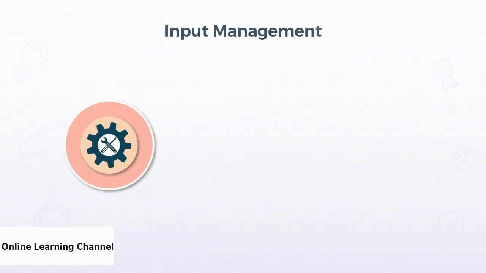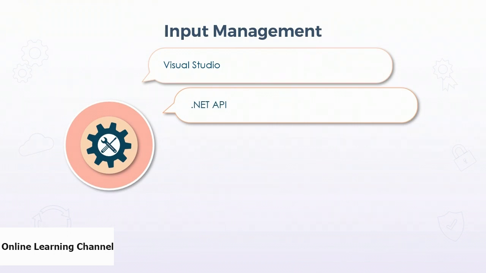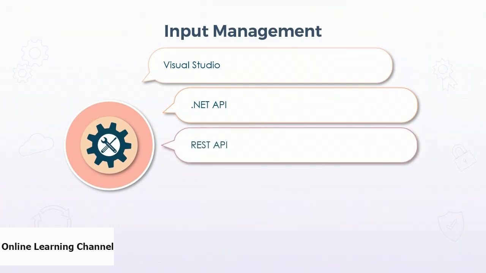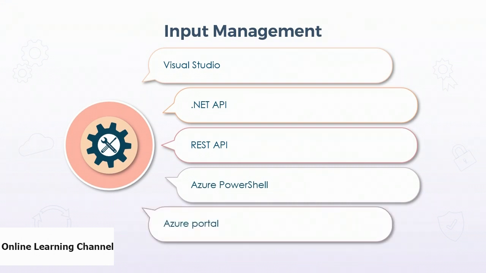As a developer or operator managing these input connections, you have several options regarding technology. You can manage the inputs to Azure Stream Analytics using Visual Studio project templates targeted for Stream Analytics, the .NET API library, which is a library for calling the Stream Analytics REST API, or you can call the REST API directly, you can use Azure PowerShell, and you can even configure inputs via the Azure portal.